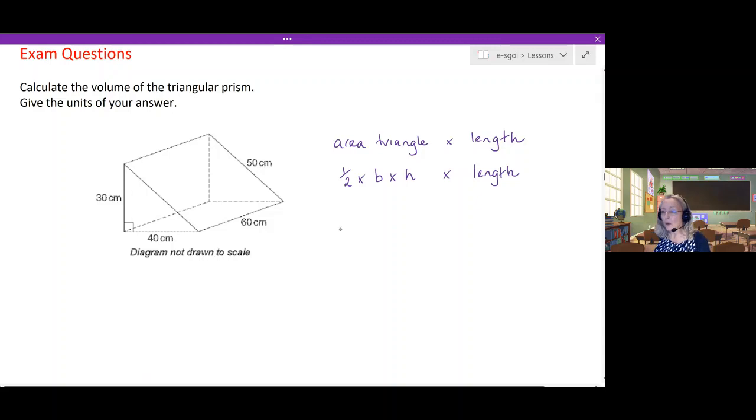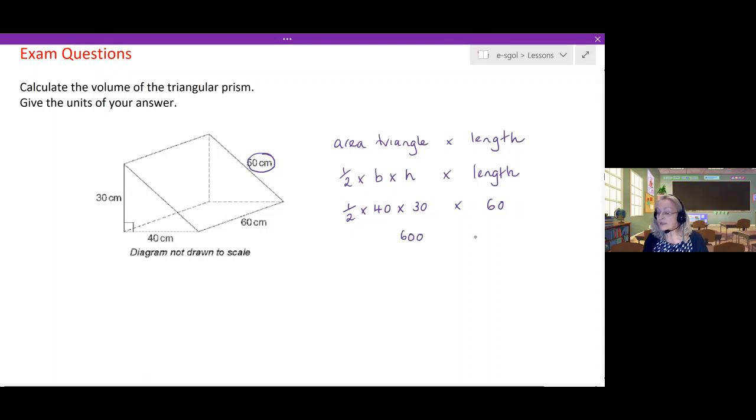Well, the base of this triangle is 40, and the height of the triangle is here, it is 30, and then the length of the prism is 60. It's this number here. So we didn't actually need this 50 number at all. That one was just an extra number that was put in there. So in order to work this one out, all I need to do is to pop those into my calculator. This part works out as 600, and it's 600 multiplied by 60.